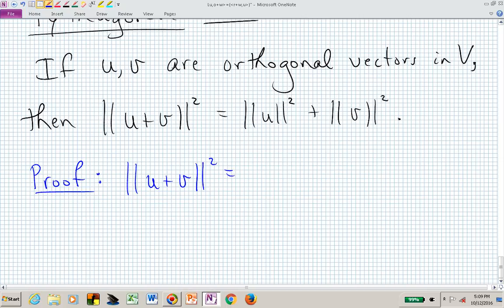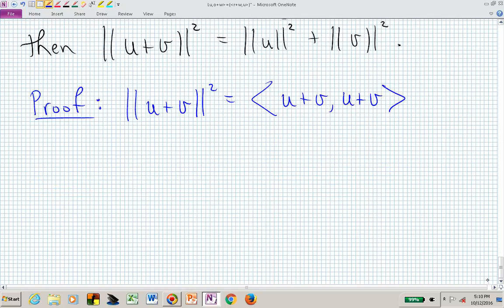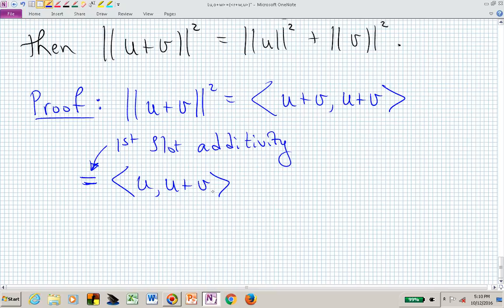But we can rewrite this norm squared in the form of an inner product. We now have the inner product of u plus v with itself. And we can clean this up a little bit. We can use additivity of the first slot. And that now allows us to say that we have u inner product with u plus v plus v inner product with u plus v.